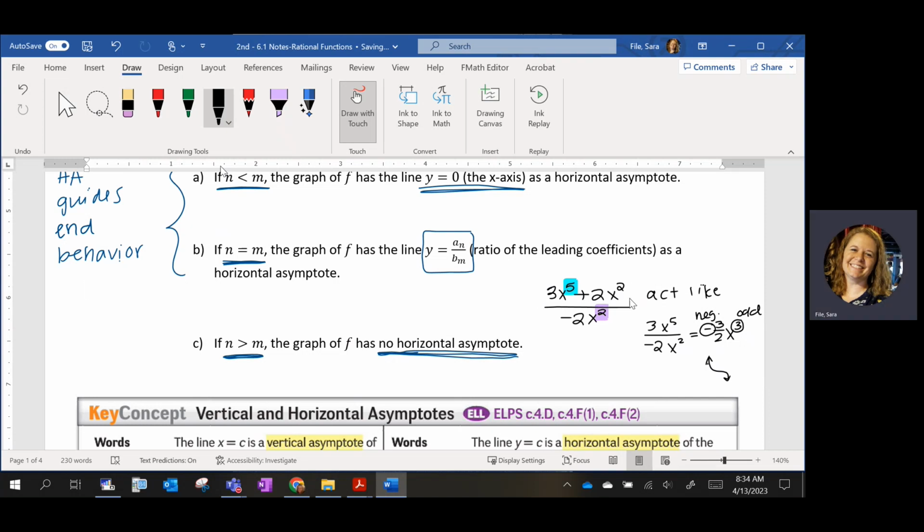So this rational function, this is not the graph of the rational function, no. But this end behavior is going to act like this end behavior. The left side is going to go up and the right side is going to go down. Does that make sense? So when n is greater than m, there is no horizontal asymptote. So to figure out your end behavior, you just need to look at the leading terms.